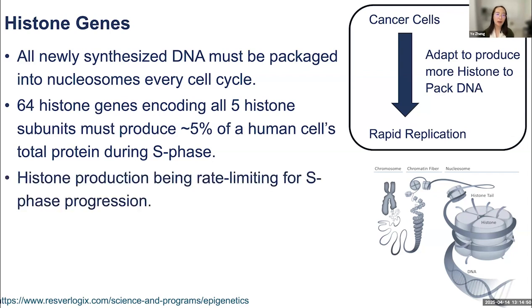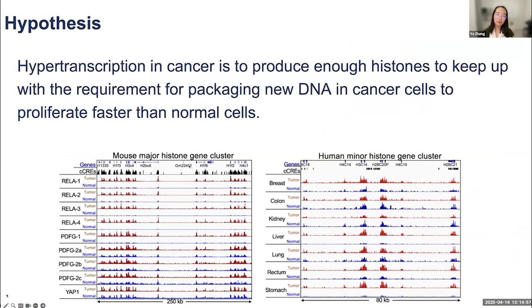So that's why we hypothesize that histone production can be rate limiting for S-phase progression. In other words, the reason why we always observe hypertranscription in tumor versus normal is that the tumor cell needs to generate enough histone to keep up with the requirement for packaging new DNA, so that it can proliferate faster than the normal cell. So that's our hypothesis, totally motivated by what we observe in the genome browser data.